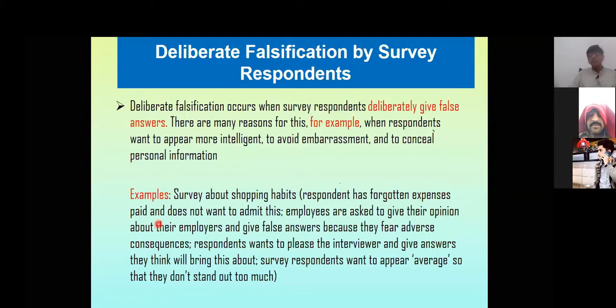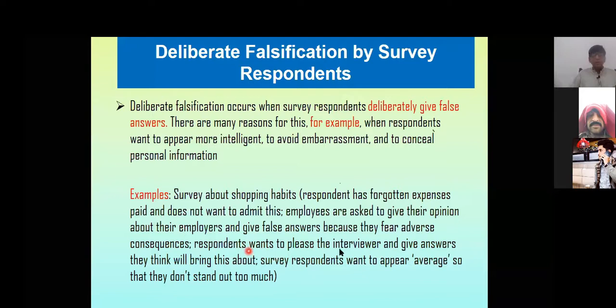Another example is about employees. If your boss asks you about your satisfaction and your performance, definitely everyone wants to hide, so sometimes you hide. You say, okay, sir, I'm satisfied, because of the detrimental consequences. You say, yes sir, you are right, I'm satisfied, my salary is satisfactory, my performance is very good.